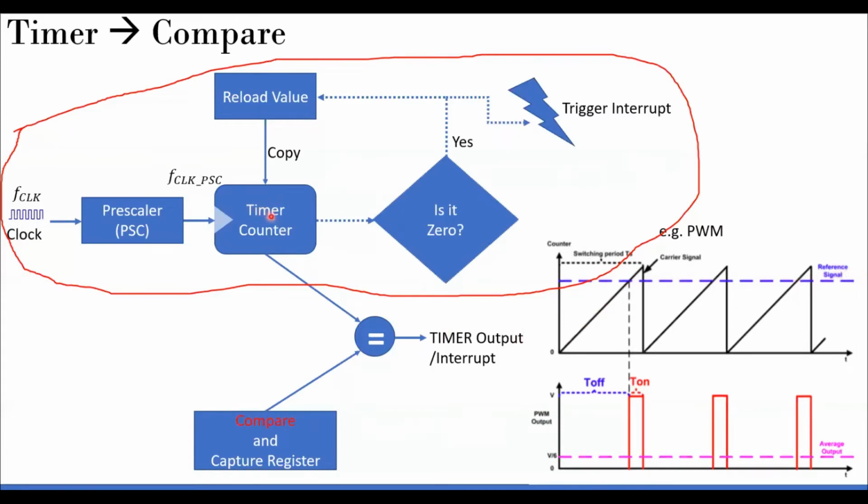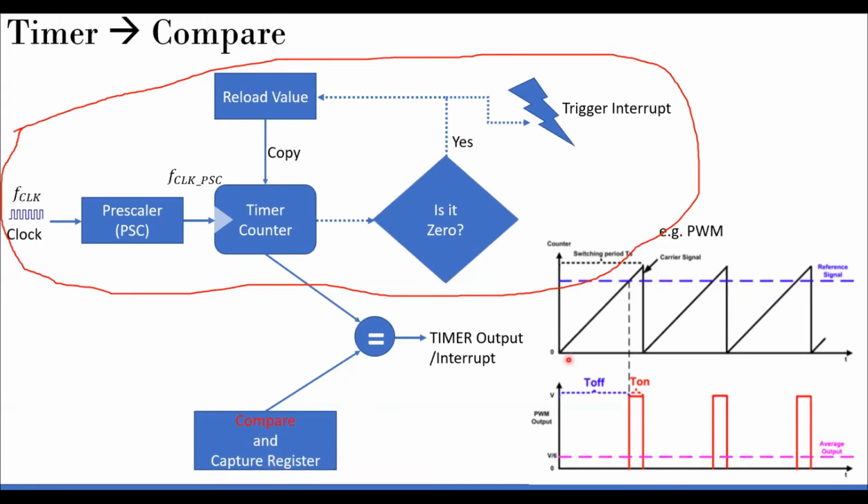And let's assume this is an up counter mode. It starts from 0 to some value. That value should be higher than the reference value, the value that you are putting over here. So it starts from 0, it counts all the way to that higher value, which you can safely put in the reload value. So this reload value should be higher than this compare value that you're putting over here.